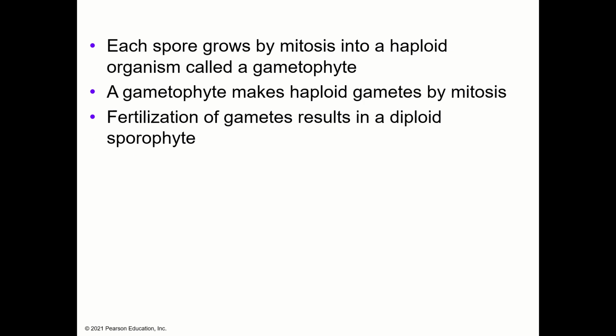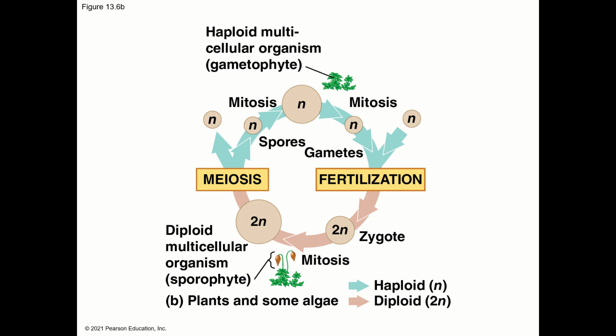Each spore grows by mitosis into a haploid organism called a gametophyte. The gametophyte makes haploid gametes by mitosis. Fertilization of gametes results in a diploid sporophyte. So essentially, the diploid multicellular plant can undergo meiosis to form gametes, whereas the haploid multicellular organism, the gametophyte, simply goes through mitosis until fertilization occurs between two haploid plants, to form the diploid offspring.